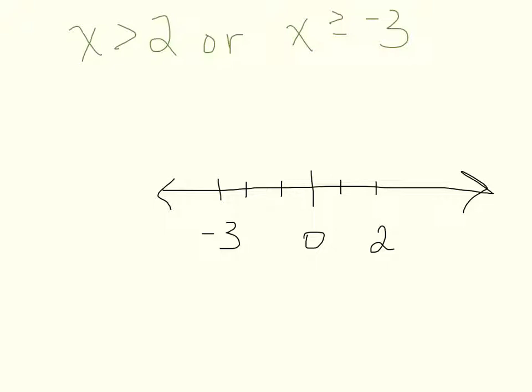So now I'm going to graph the solution to this inequality. I'm going to start by graphing x is greater than 2. That's going to be graphed by putting an open circle at 2 and then shading to the right, because the values greater than 2 are to the right. Now I'm going to graph the solution x is greater than or equal to negative 3. That's going to be a closed circle at negative 3 because it's greater than or equal to. And the values greater than or equal to negative 3 are to the right, so I'm going to shade over to the right.